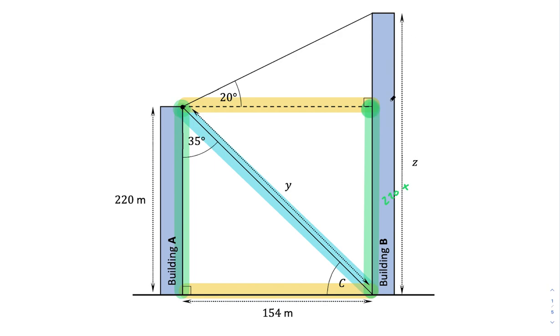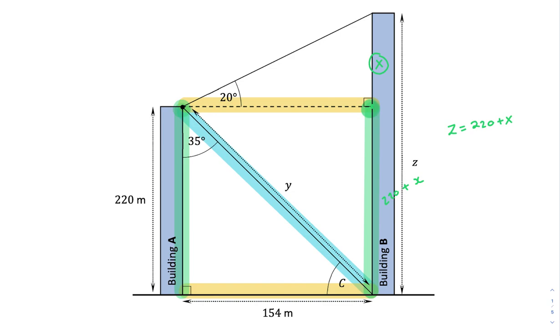I'm going to call this, we've used the letter Y. Let me call this X. So I haven't used that yet. I'm going to call that X. So I'm going to say 220 plus X is the total for building B. The full thing. So Z is 220 plus X, because it's taller than building A. It's at least 220 plus some other amount. I'm going to call it X. Now how do I find X?